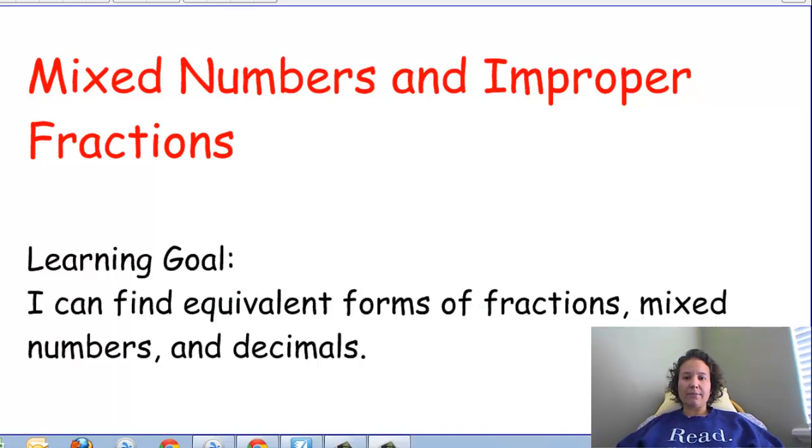Hello everybody! Today we're going to be talking about mixed numbers and improper fractions, and the learning goal is I can find equivalent forms of fractions, mixed numbers, and decimals. So we're going to be talking about part of that today and then part of that later.